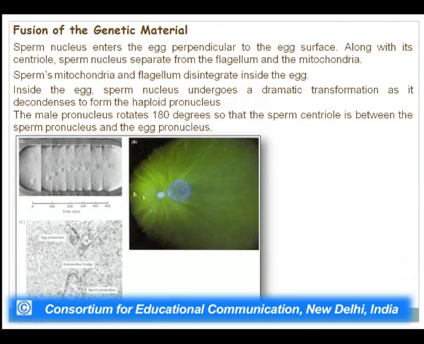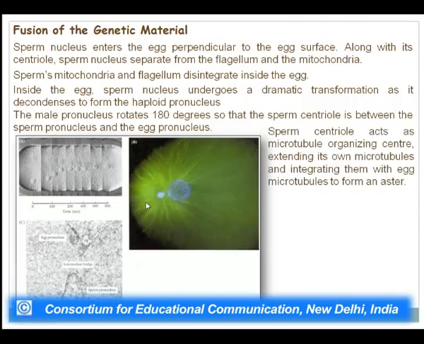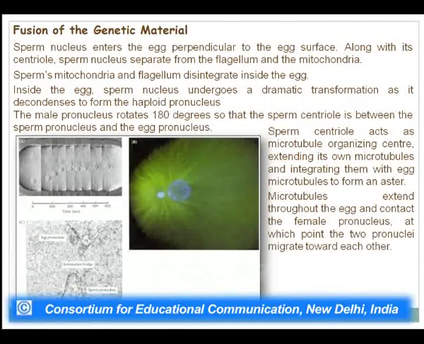This figure is showing the aster formation. The sperm centriole acts as a microtubule organizing center, extending its own microtubules and integrating them with egg microtubules to form an aster. The microtubules extend throughout the egg and contact the female pronucleus, at which point the two pronuclei migrate towards each other. So, these centrioles basically create microtubular organizing centers, and they will create this network of microtubules on which the egg and the sperm pronuclei move, and they will finally come together and migrate towards each other.